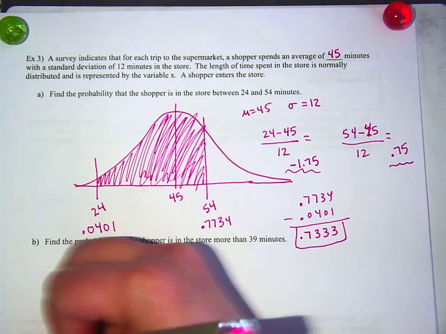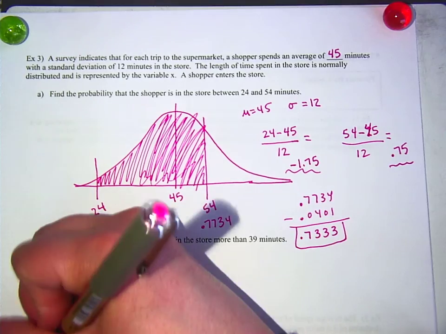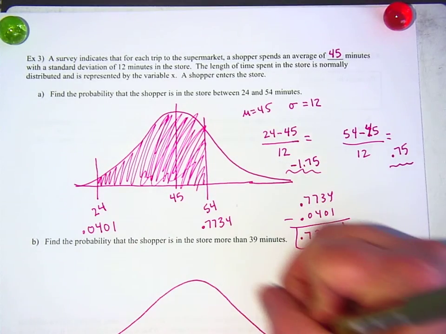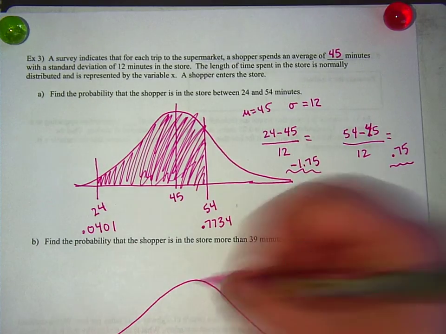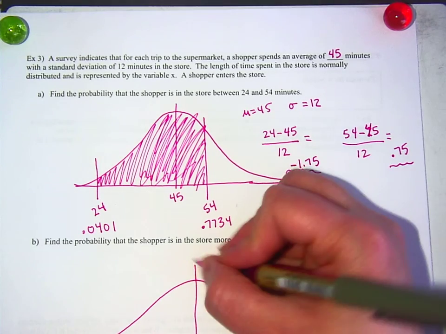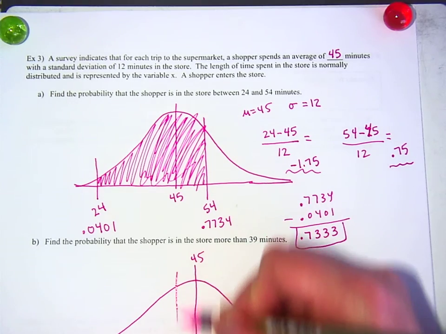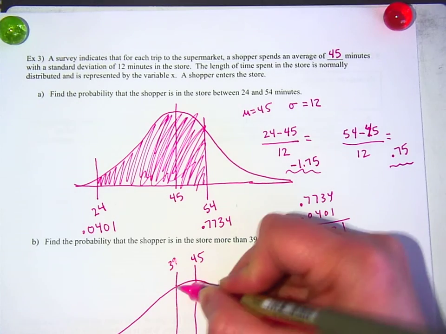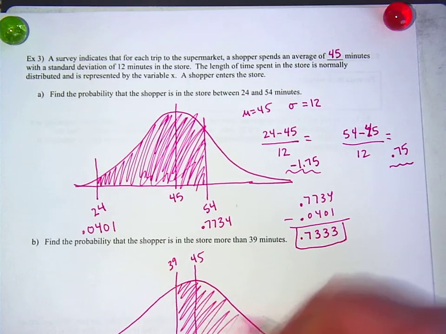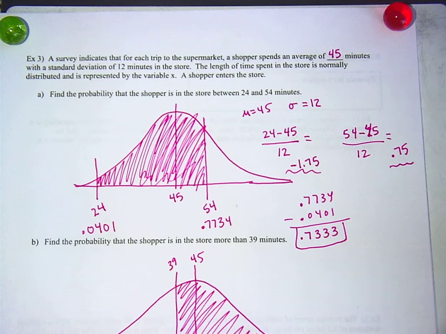All right, we're going to do the next one, and this time I'm going to show you how to use your calculator to do this. So draw a quick picture. Average is 45 minutes, more than 39 minutes. Here's 39. More than is over here. Okay.